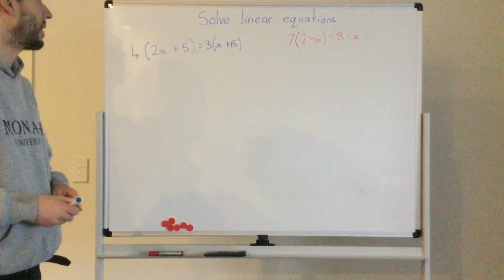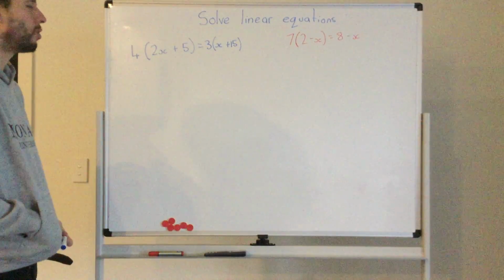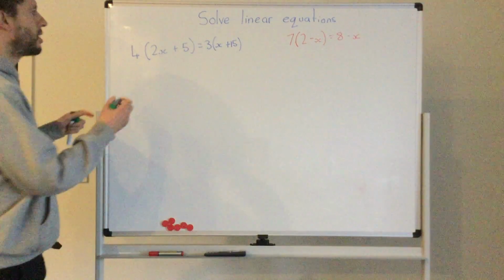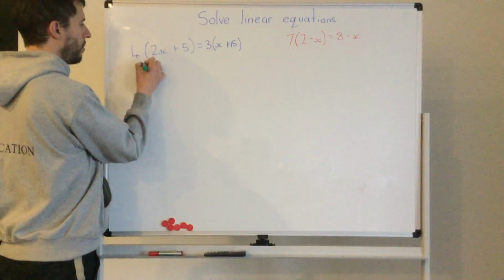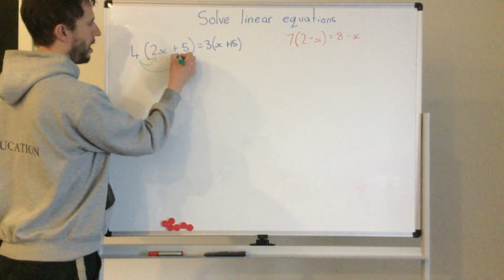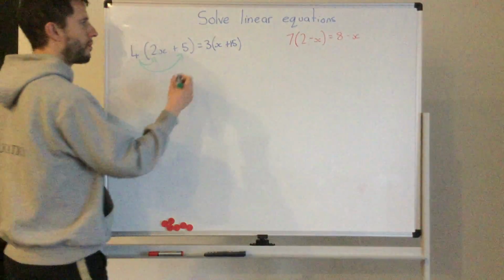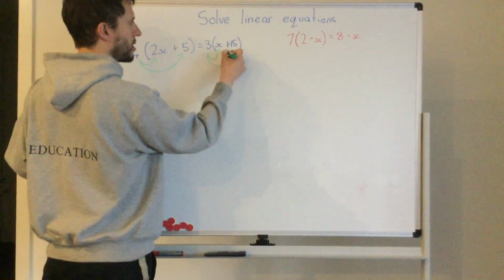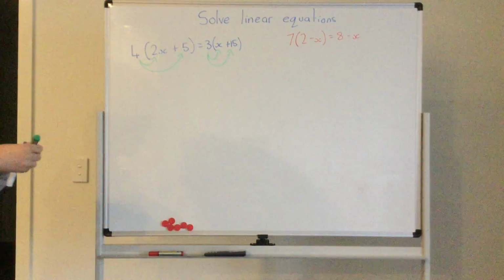Now because I've got brackets here, the first thing I'm going to be doing is expanding those brackets. So that means this 4 must times with the 2x, but it also must times with the 5. This 3 must times with the x, and it also must times with 15.